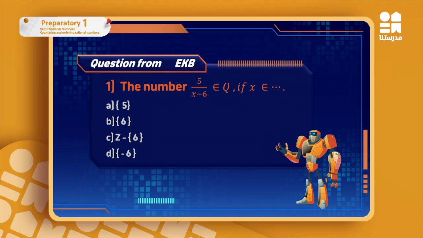And then, question from EKB. The number 5 over x minus 6 belongs to Q if x belongs to which one of all of these? We have to look at the denominator, x minus 6. I need to avoid the value that gives us 0. So I can write all the integer numbers except 6. So the correct answer is C.